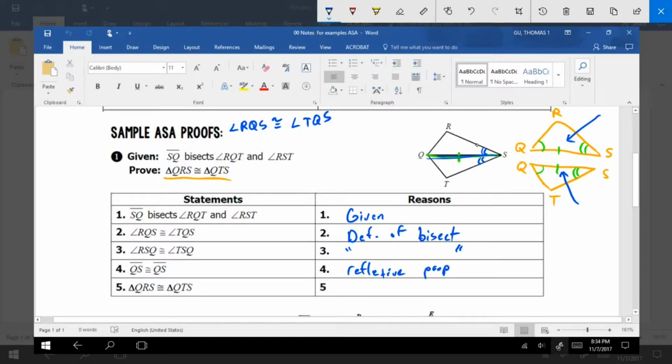property. Now, as you can see in our proof, we have one angle, two angles, and then one side. So we got the angle, side, angle, and we have proved that these two triangles are in fact congruent by angle, side, angle. And we have finished our first one. So let's go to the next one.